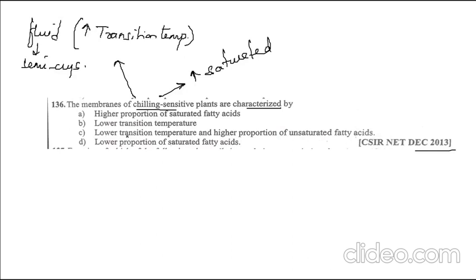So now let's solve the question. They have a higher proportion of saturated fatty acid, correct. Lower transition temperature, wrong. Lower transition temperature, again wrong. I'm not reading further. Lower proportion of saturated fatty acid. So can you find that A is the correct option?